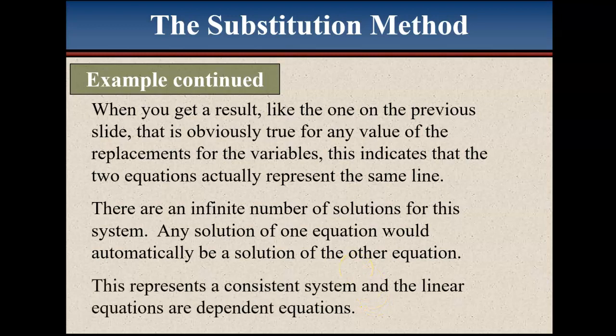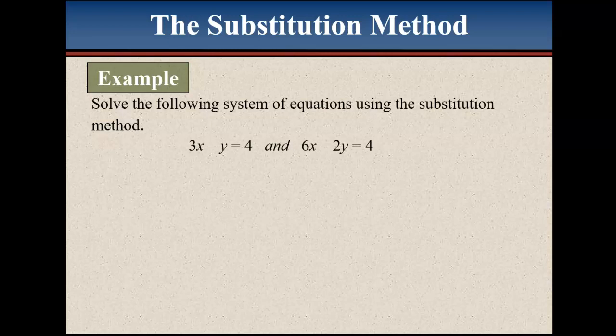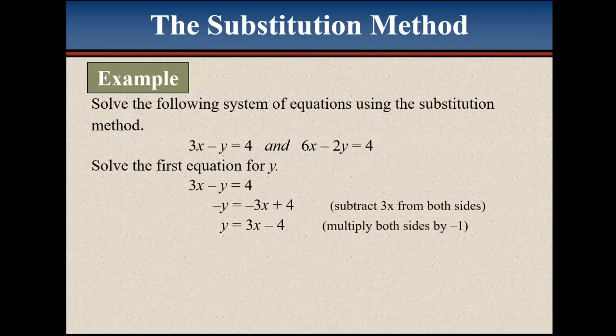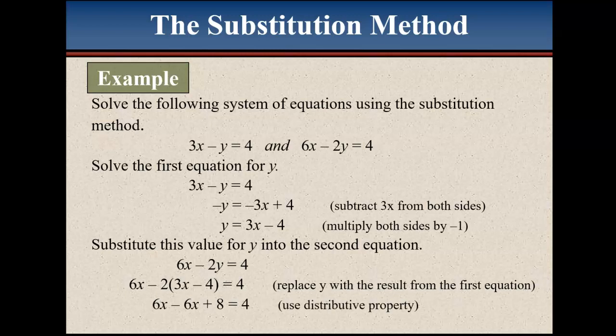Okay, so let's look at this next example. So we have both of these. We're going to solve the first one for y because it doesn't have a coefficient on it, so that's the one we're going to solve for y. Right? Okay, so there we go. y is equal to 3x minus 4. Those are the steps of how to do that. Now we're going to substitute it into the second equation. So we're going to have 6x minus 2 times 3x minus 4. So we have x minus 6.